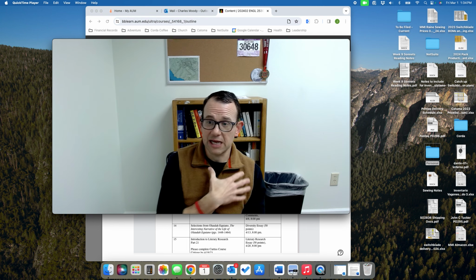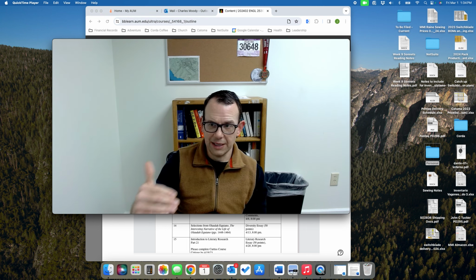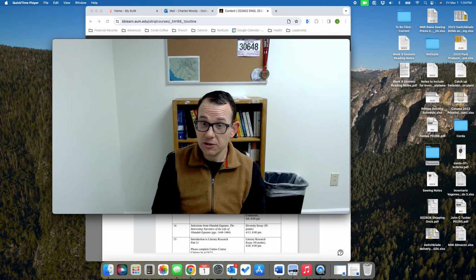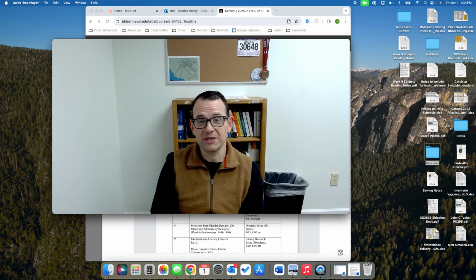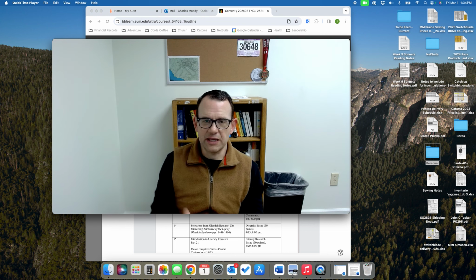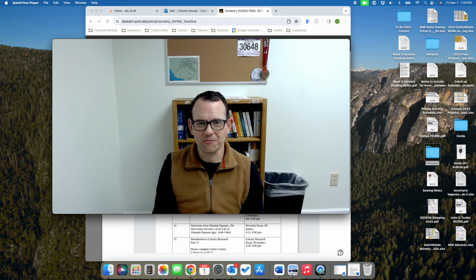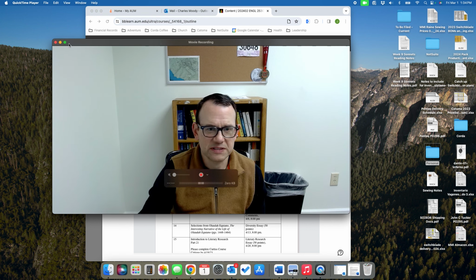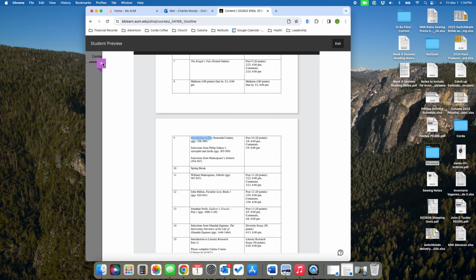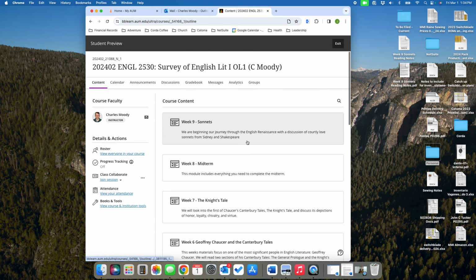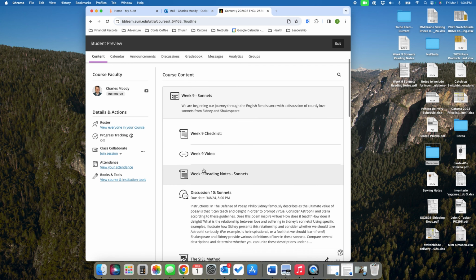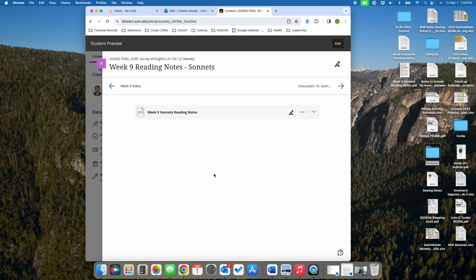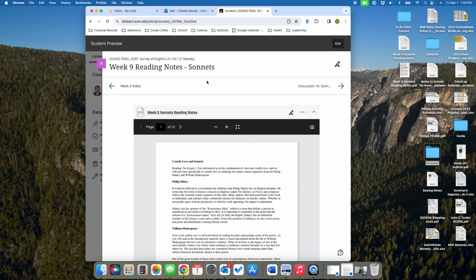Now, I've included the sonnets in full in the notes, so you don't technically need your textbook to complete this work this week, but I would recommend reading the sonnets and reading the information about Shakespeare and about Sidney to make sure you get a full understanding of what's going on. So I'm now going to move this off and go back to the week 9 assignments. You've already been here, and then here are the reading notes for this discussion.